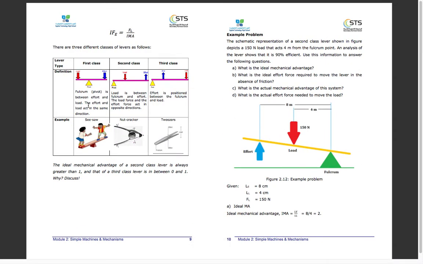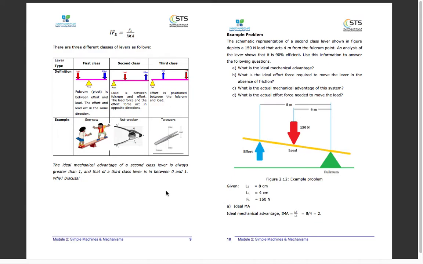You should also know the 3 different types of levers. Now, the easiest way to remember and to figure out which class it is, is to remember what goes in the middle. So in first class levers, what is in the middle? The pivot or the fulcrum. In second class levers, load will be in the middle, and in third class levers, effort will be in the middle.